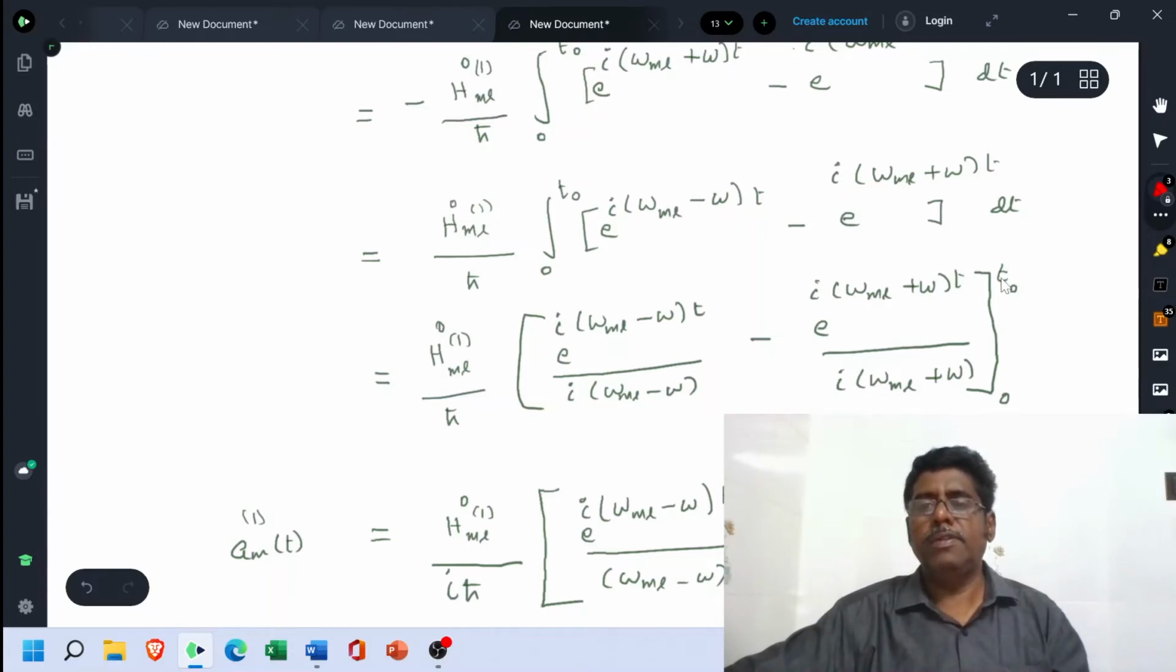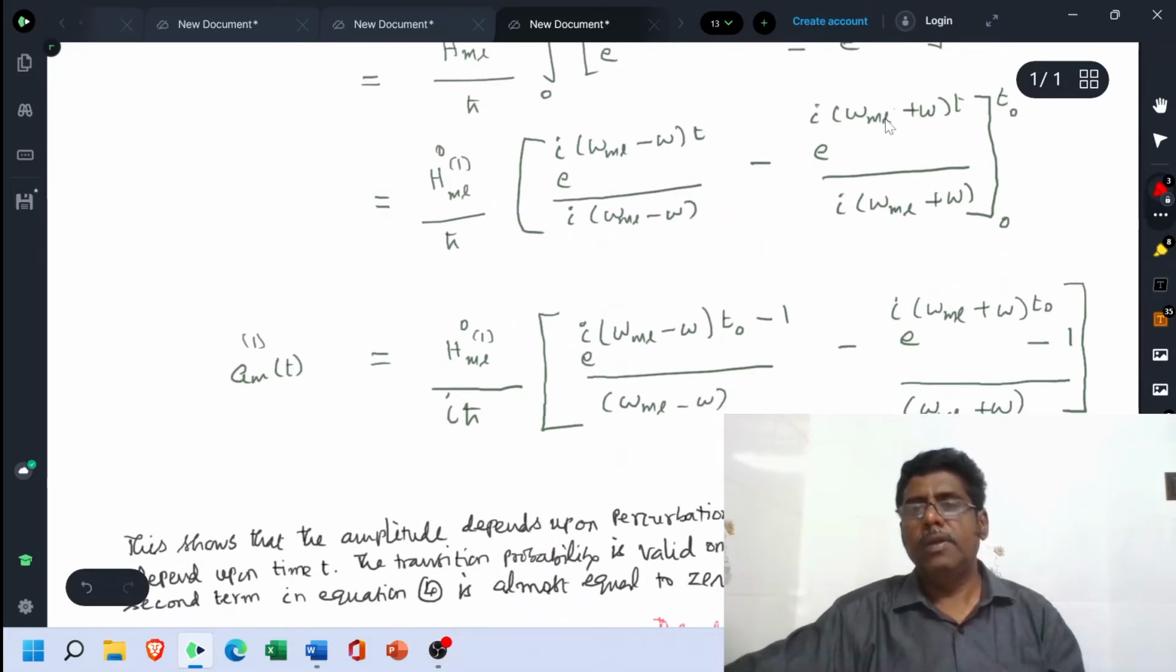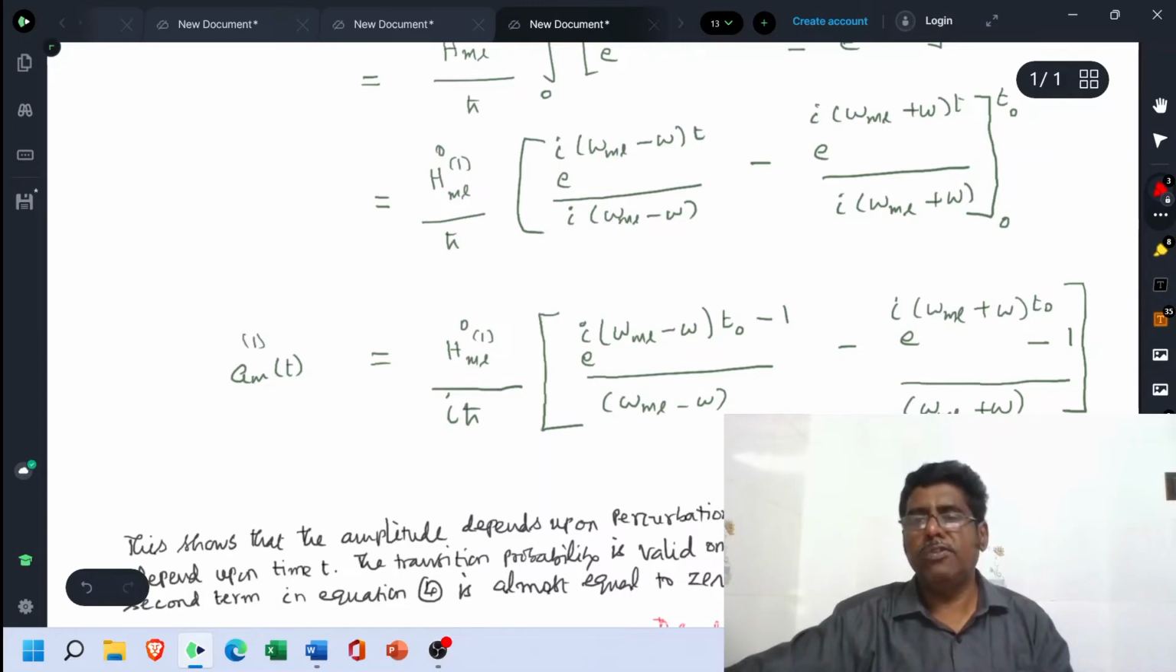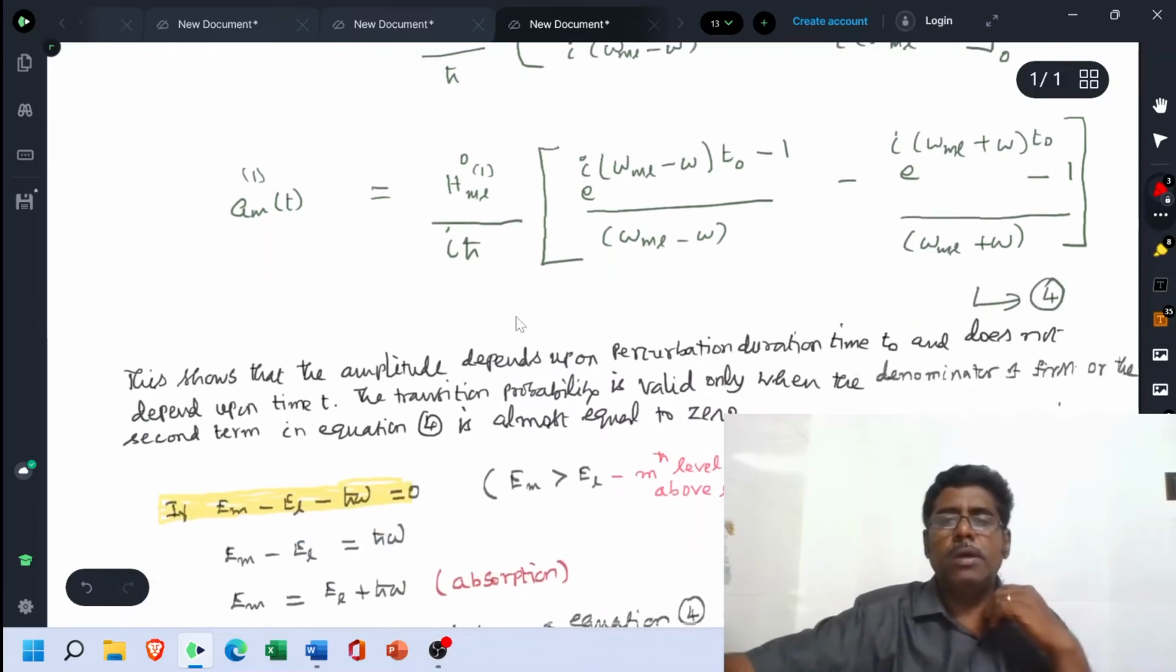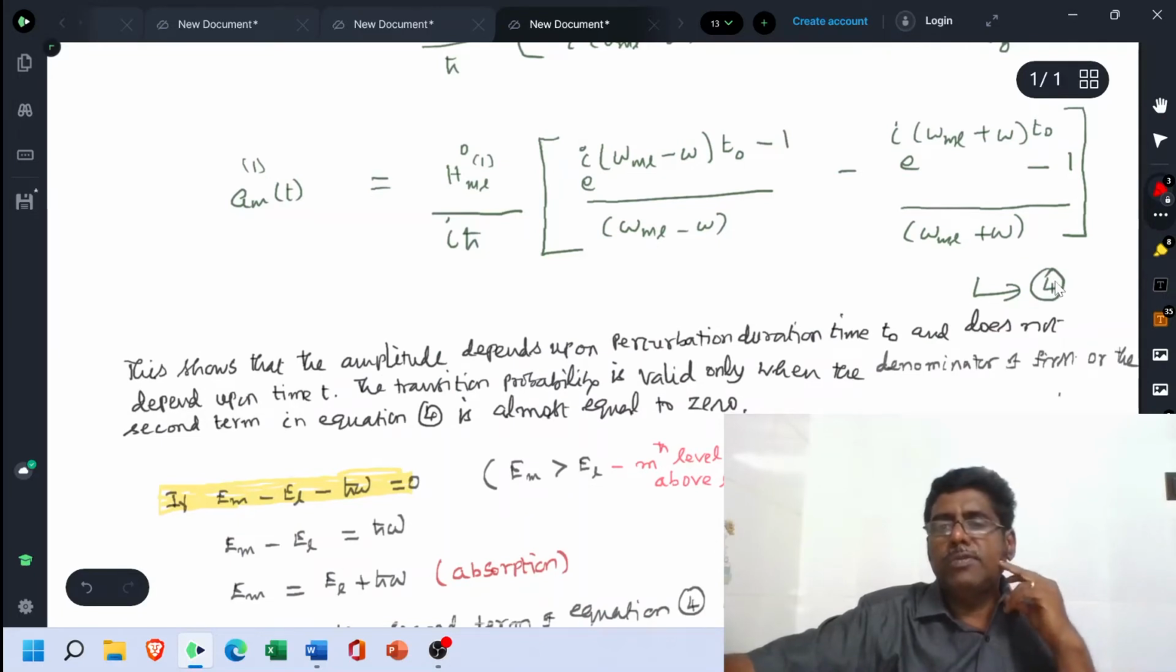Now we have to apply the limits. If you apply the upper limit, t is replaced by t0. If you apply the lower limit, e power i into omega ml minus omega into 0 is e power 0, which is 1. So upper limit minus lower limit extends this term into e power i into omega ml minus omega into t0 minus 1, divided by omega ml minus omega. We have just taken this i outside. Similarly, the second term is changed to e power i into omega ml plus omega t0 minus 1, divided by omega ml plus omega. Now we have to give an interpretation for this term.